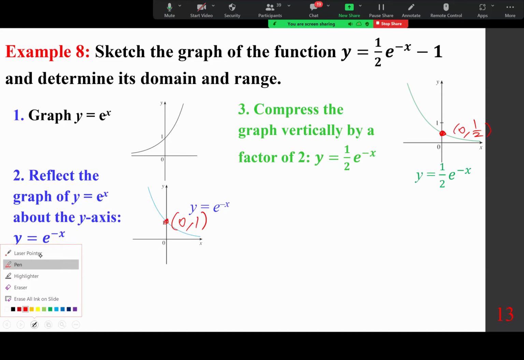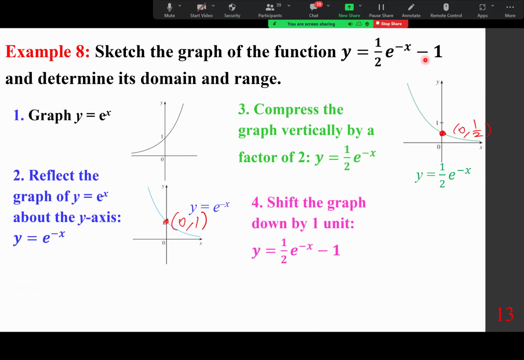And finally, minus 1. So shift the graph down by how many units? 1. So when you do that, here's the final graph, and we want to give the information about the final graph. Here's the x-axis, here's the y-axis. Now, remember, going back to this one, or this one, all of them have the same horizontal asymptote, the x-axis or y equal to 0.